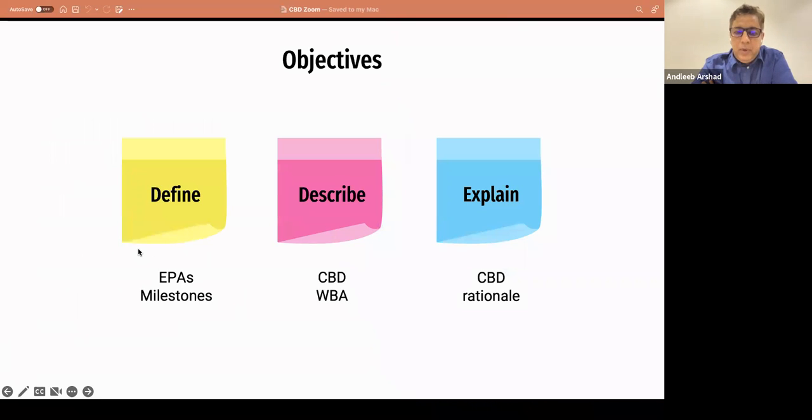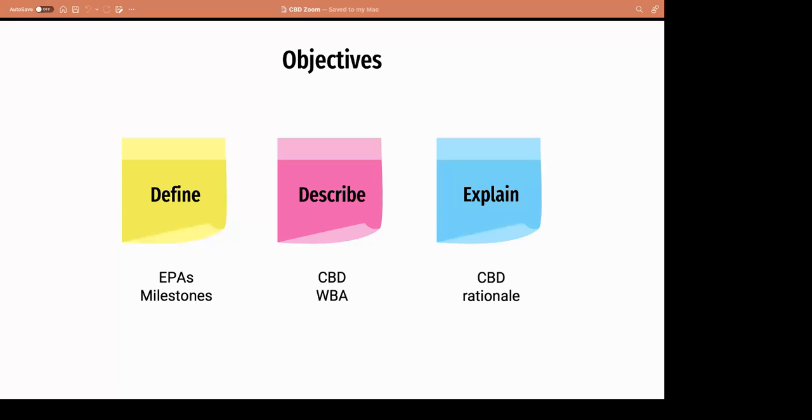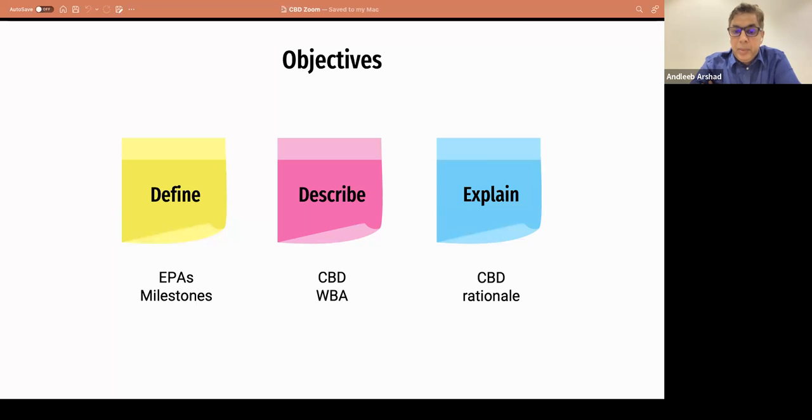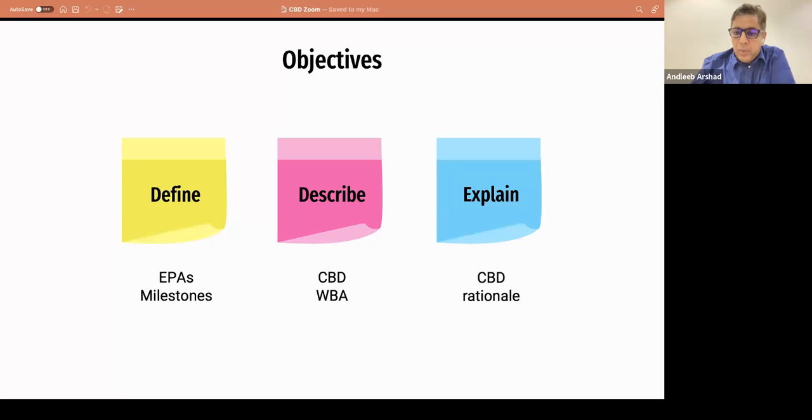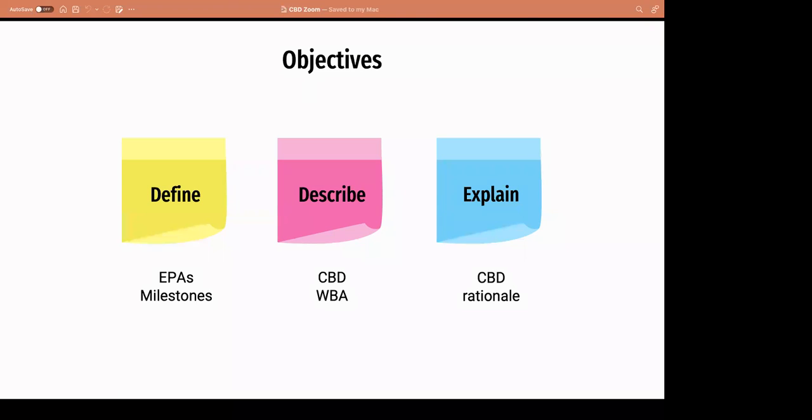So in this session today, we are going to define what EPAs are. As Dr. Shazia said, EPAs are entrustable professional activities. We're going to define what milestones are, and the importance of milestones, EPAs and competency by design. We're going to spend some time describing what competency by design is and what workplace-based assessment, WBA, is. And then we're going to explain the rationale for competence by design. Why should we have competence by design?